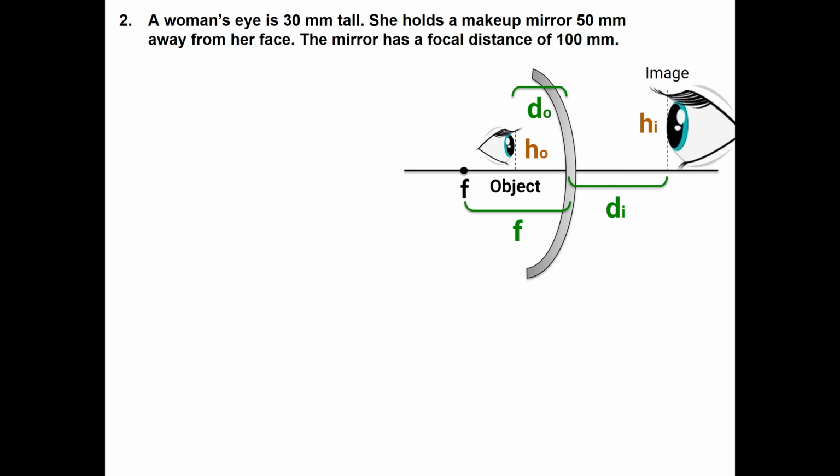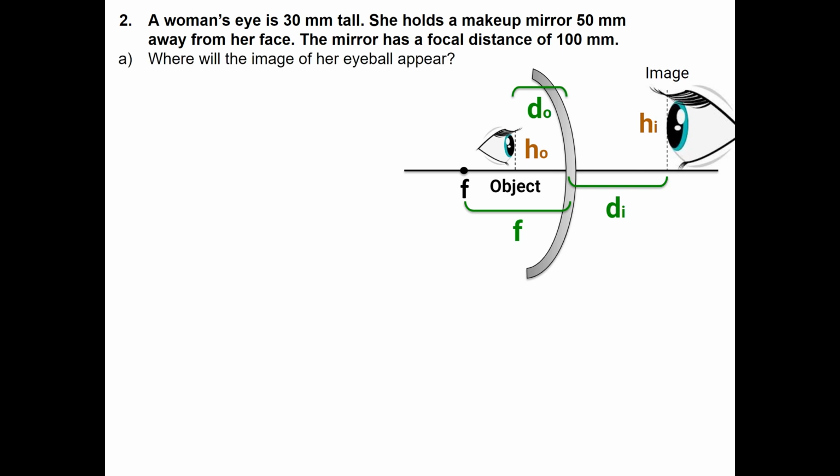So the woman's eye is 30 millimeters tall. That is HO. That's the height of the object. The makeup mirror is 50 millimeters away from her face. That would be DO, the distance from the mirror to the object. And the mirror has a focal distance or focal length of 100 millimeters. So that is the distance labeled F. F is 100 millimeters. So if you're ever sketching a diagram, it's usually a good idea to put the numbers in the diagram so you don't lose track of what's what.